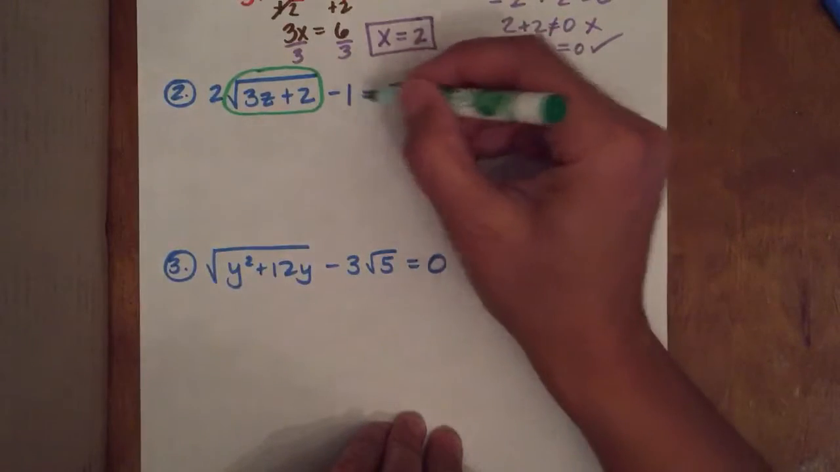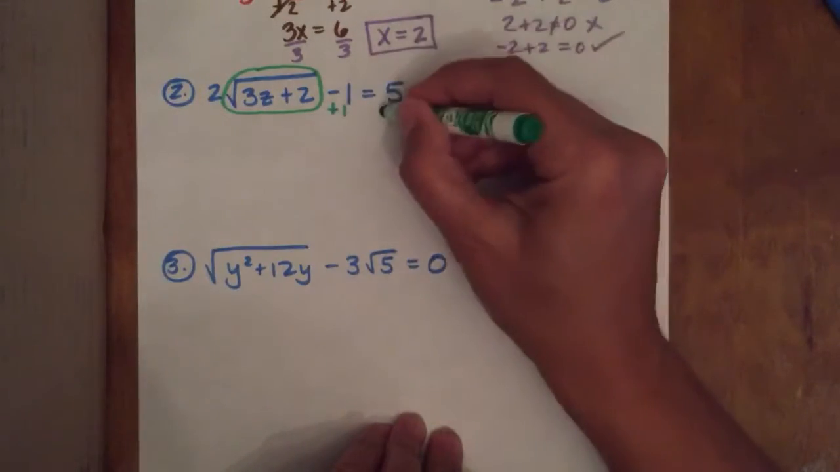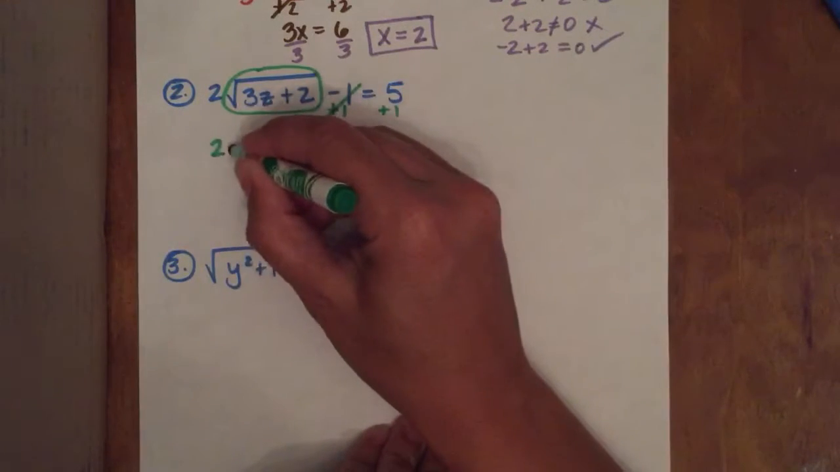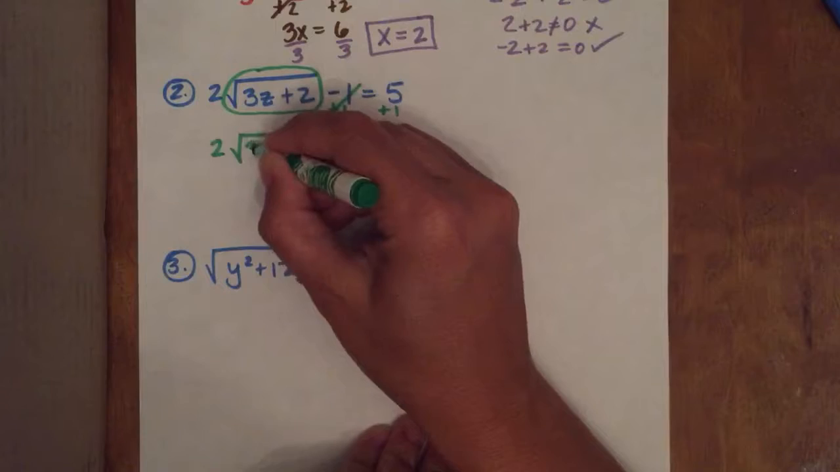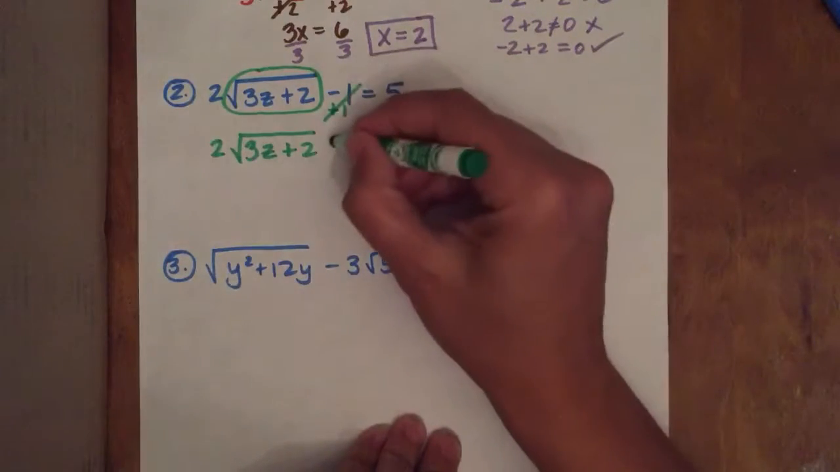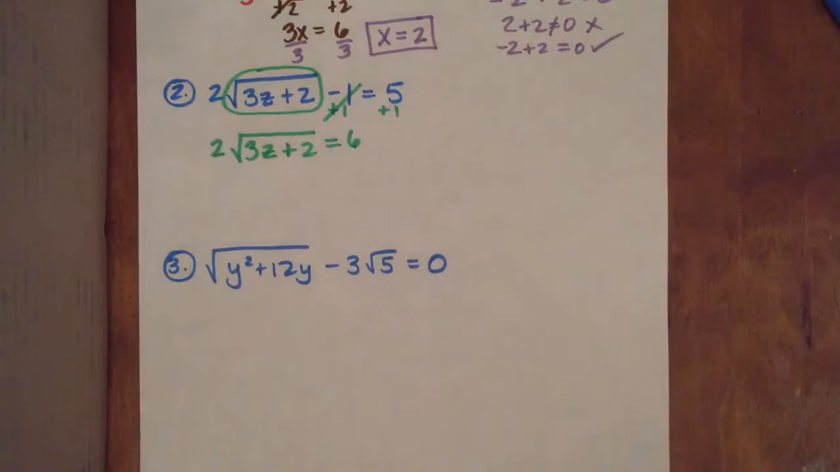So the first thing I'm going to do is look for any additions or subtractions I need to make, and since this is -1, I'm going to add it to both sides. So that leaves me with 2 times the square root of 3z plus 2 on one side and 6 on the other. So that's my first step.